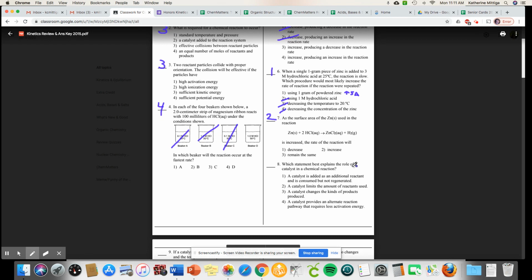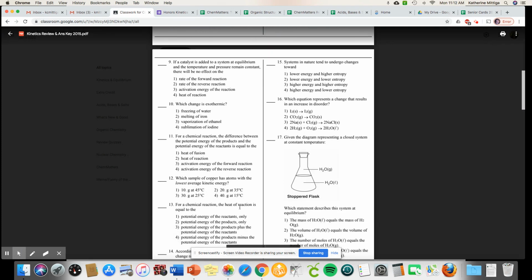What does a catalyst do? A catalyst speeds up the rate of the reaction by lowering the activation energy and providing an alternate reaction pathway. That's just a definition that I can spit back at you. Is it an additional reactant? No, because it doesn't participate in the reaction. It limits the amount? No. Changes the products? No. It just is a shortcut. It gets you there faster by lowering the activation energy. It's like a shortcut.